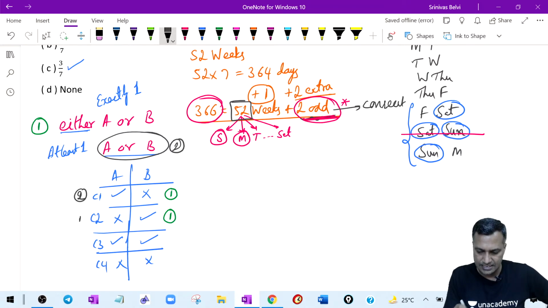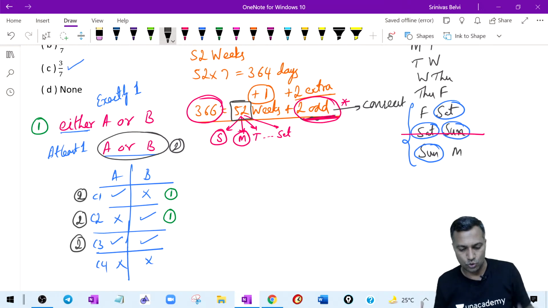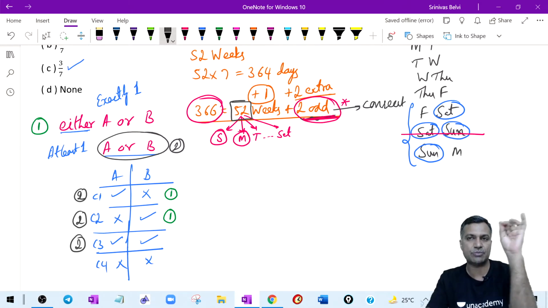Say this is my second case. Case 2 holds true. Also, case 3 holds true. Case 4 does not hold true. That is the difference. There is a difference between using the phrase either A or B and A or B. There is a difference between them.